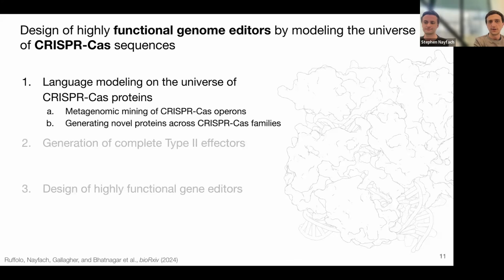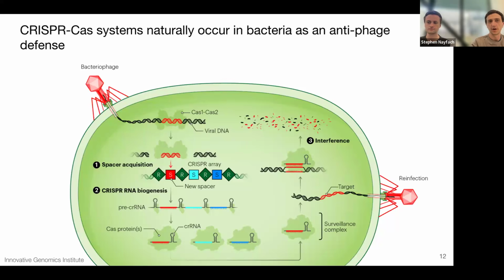Great. And so towards this effort, we really needed to curate a really large and diverse set of CRISPR-Cas operons from nature in order to model these. CRISPR-Cas systems naturally occur in bacteria as an adaptive immune system that protects the bacteria against invading mobile elements like viruses or plasmids.